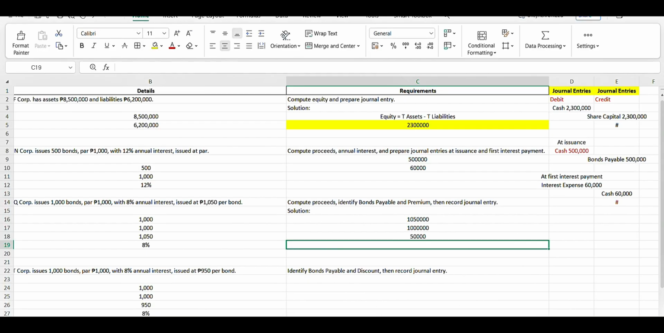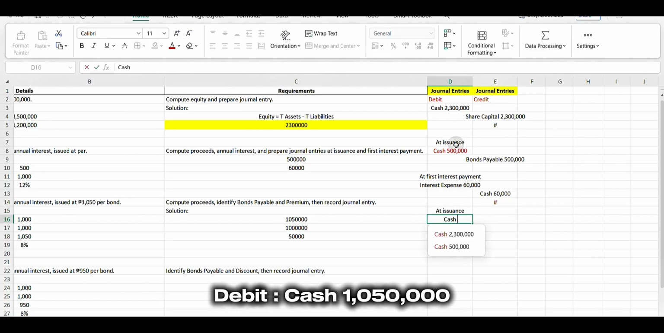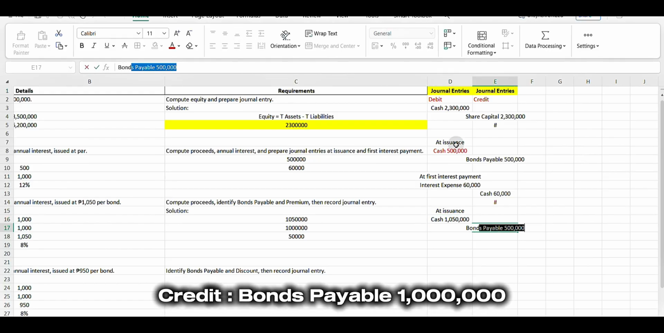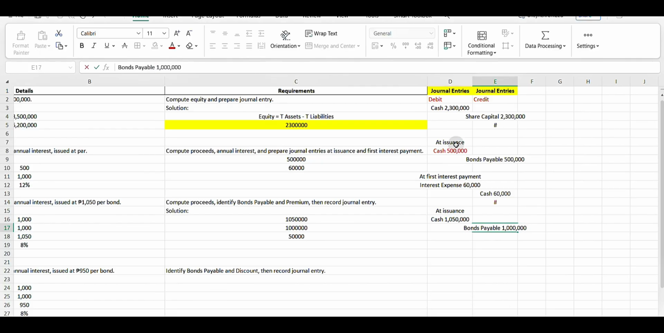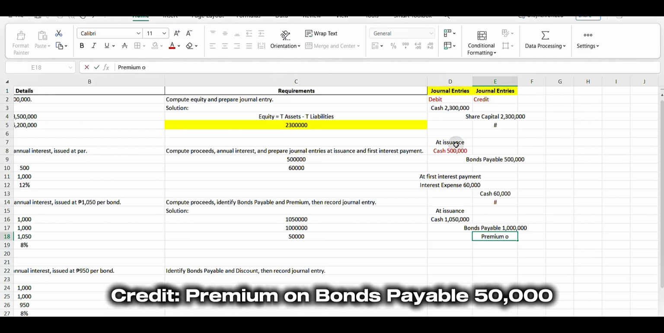Now let's start with the entry at issuance. Okay, so let's start again with cash. That is a total of 1,050,000 pesos. Okay, that is credit to bonds payable, 1 million pesos, with, of course, the premium on bonds payable. And that is 50,000 pesos.